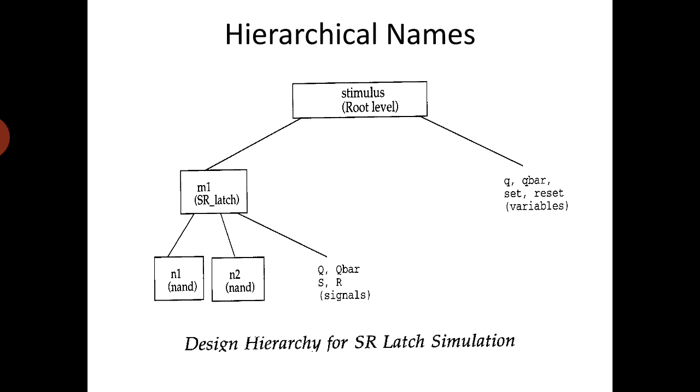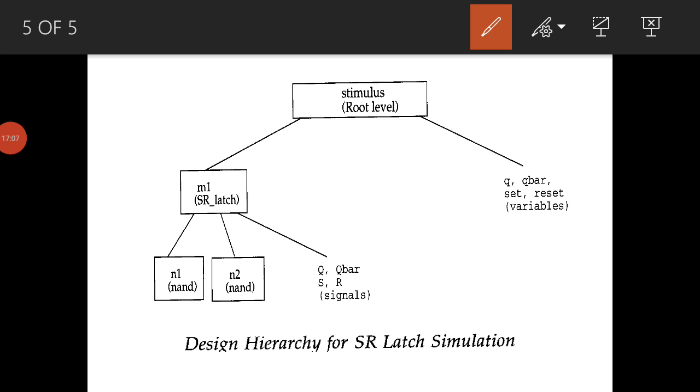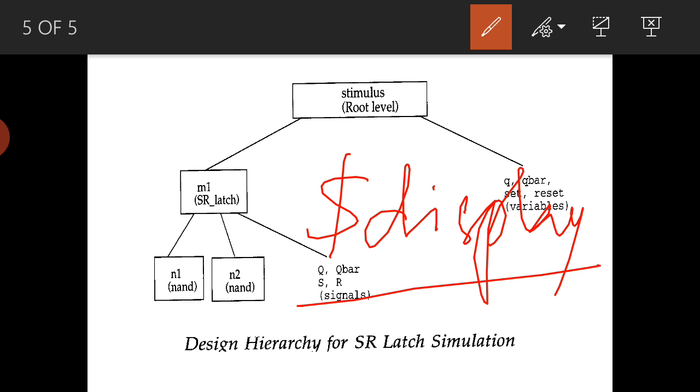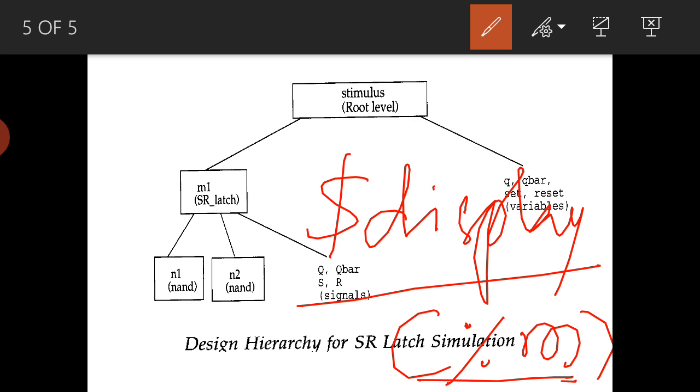The next one, hierarchical names. While displaying we have seen different string formats with $display. One of the formats is %m. So %m will give the hierarchical name. Okay, the %m will give hierarchical names.